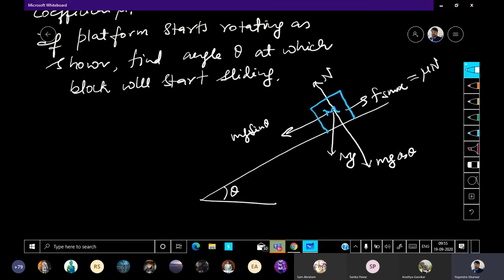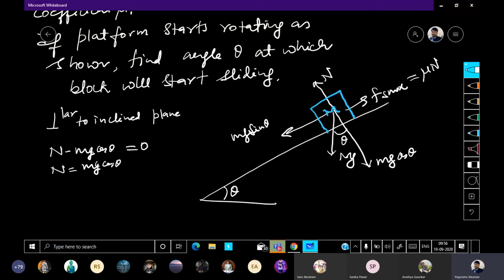So let us solve further. Perpendicular to the inclined plane, what we can see is N minus mg cos theta is equal to 0, because this is also theta. So that gives us N is equal to mg cos theta. All right, equation number 1.